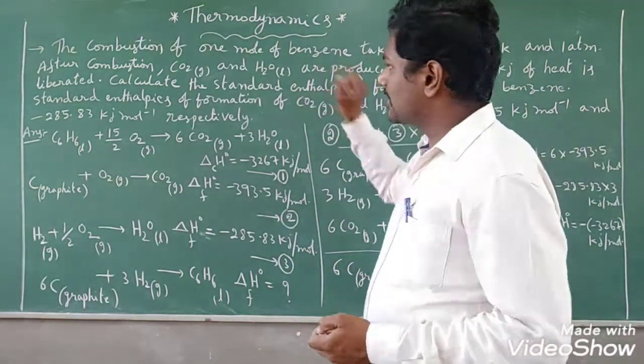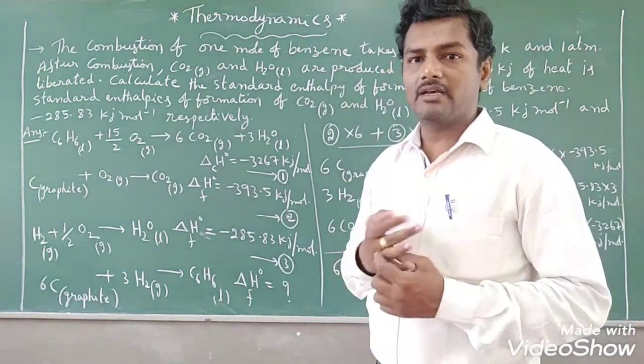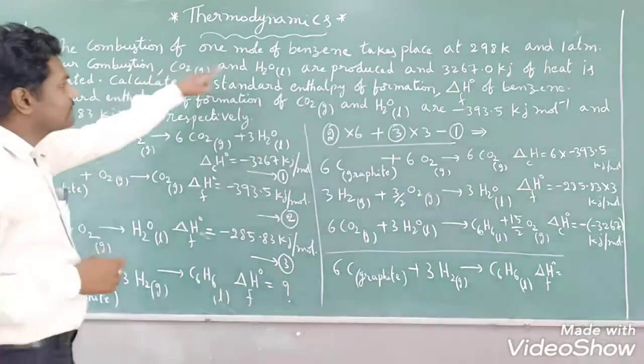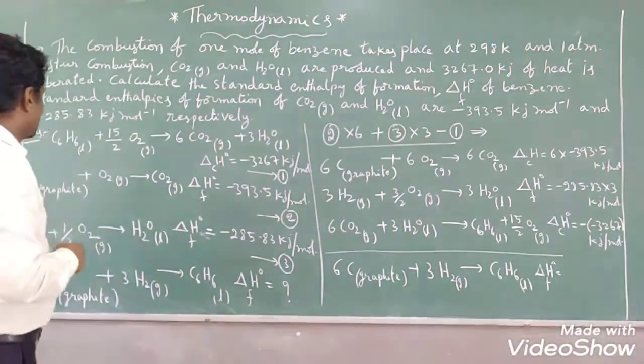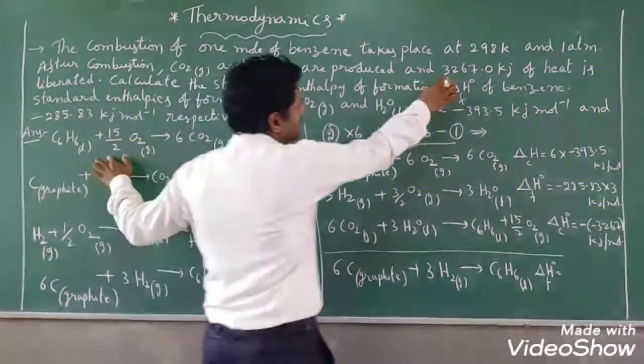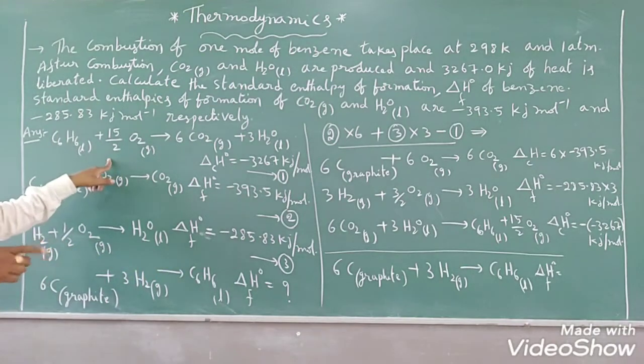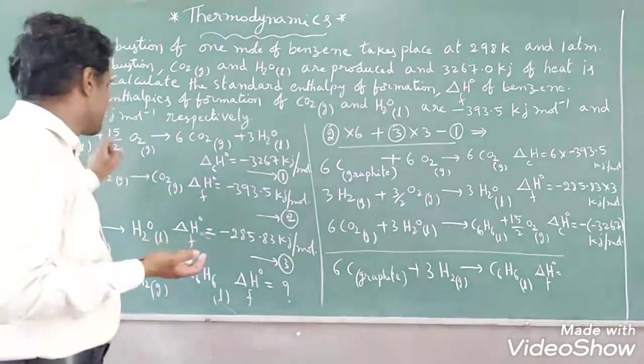So what is the given data and what do we have to calculate? First we will see that, students. Let us take the combustion of 1 mole of benzene. It produces how much heat? 3267 kilojoule of heat is liberated. Liberated means what? Negative sign, right?